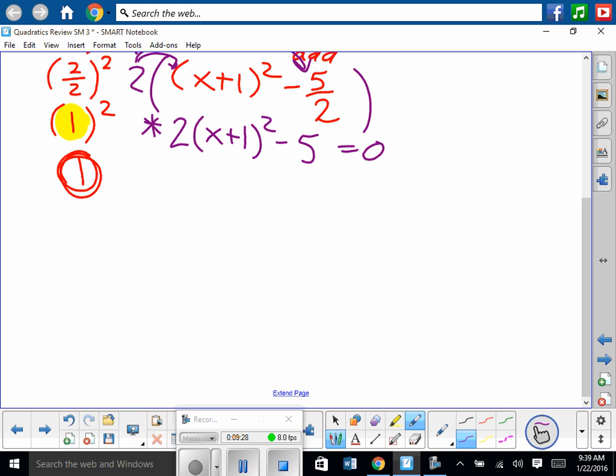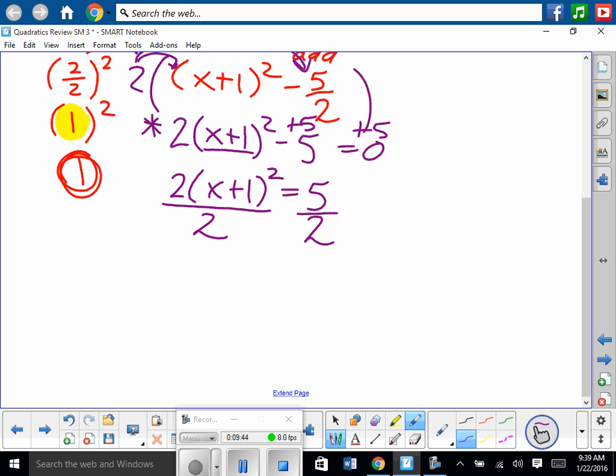So we would now isolate the x squared part completely. So we have 2 times x plus 1 squared is equal to 5. I'd add 5 to both sides. Divide both sides by 2. Do not take the square root right here. That's a common error. That 2 was multiplied in front. So divide by 2. So we have x plus 1 squared is equal to 5 halves.